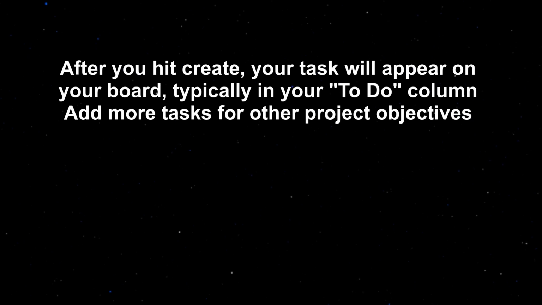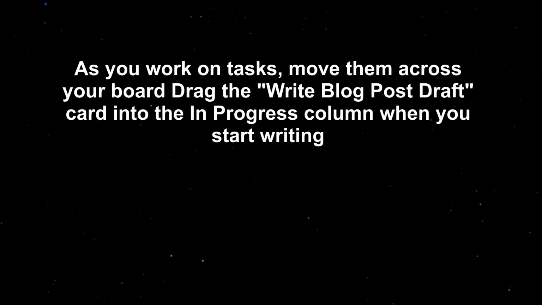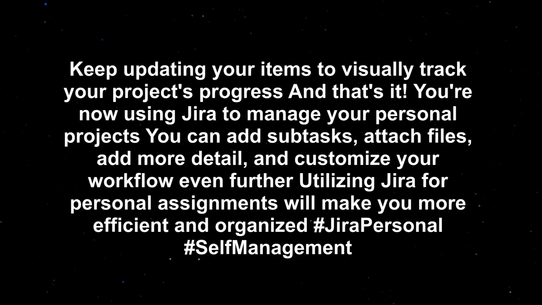Add more tasks for other project objectives. As you work on tasks, move them across your board. Drag the Write Blog Post Draft card into the In Progress column when you start writing. When you finish, move the task to the Done column. Keep updating your items to visually track your project's progress, and that's it. You're now using Jira to manage your personal projects.